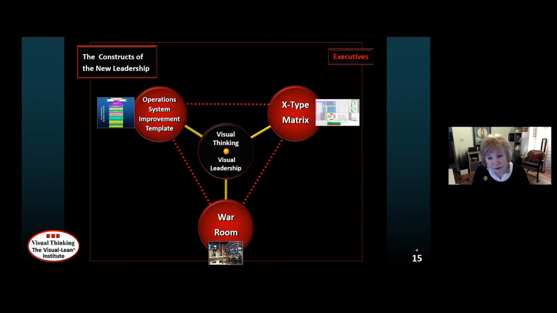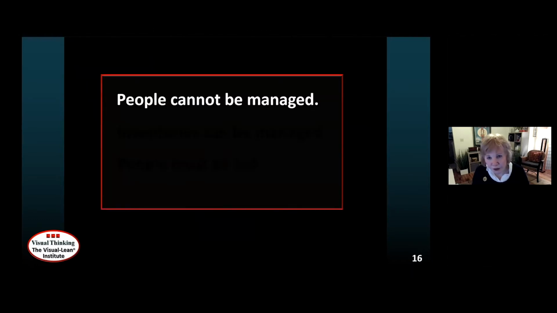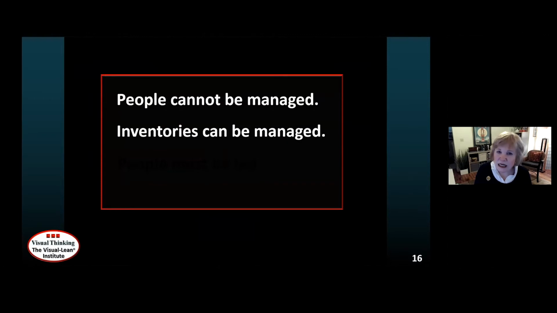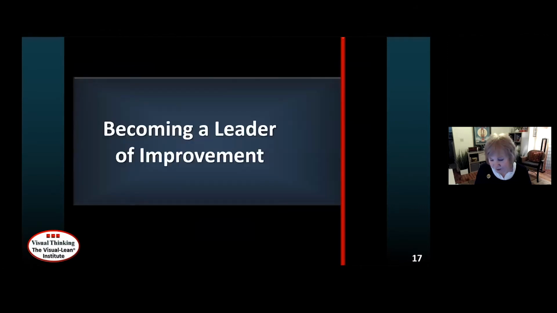Decide comes from the Latin word, which means to cut into two. Ross Perot said this, and I think it's a very handy phrase for helping us to understand the difference and why the difference matters. People cannot be managed. Inventories can be managed. People must be led. That's Ross Perot. I'm sorry I didn't cite him. That was my oversight. So becoming a leader of improvement is the shift in identity.